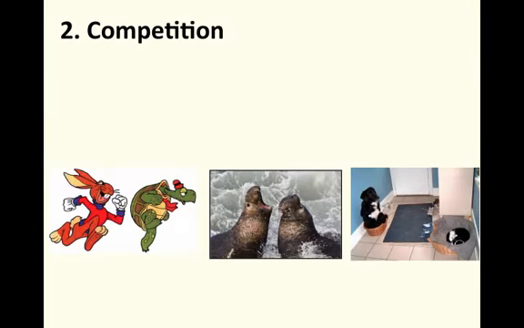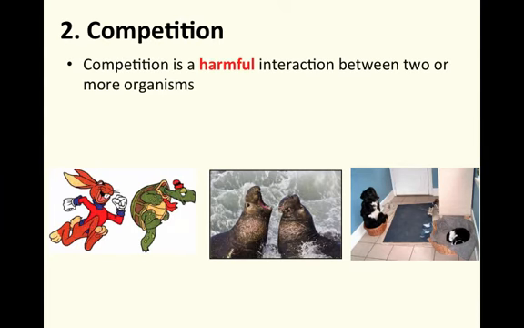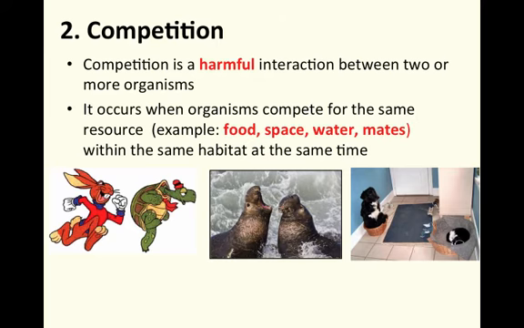Now that we've talked about symbiosis, the second type of biotic interaction is competition. You can see from the diagrams below, some of them being somewhat humorous, but some of them being what actually happens in true competition. This is where a harmful interaction occurs between 2 or more organisms. Now this usually occurs when resources are limited and or niches overlap. This can be limited resources such as food, space, water, or mates perhaps, and they have to be in the same habitat at the same time.